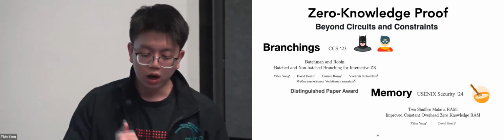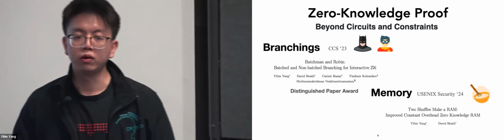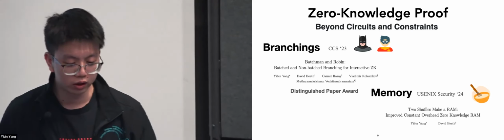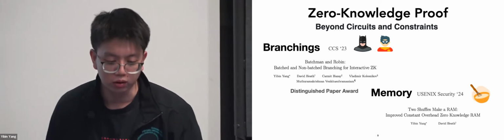Okay, and in the second part of this talk, I'm going to show how you can efficiently enable this zero knowledge RAM machinery, in a paper that is going to be presented at this year's Usenix Security, called Two Shuffles Make a RAM: Improved Constant Overhead Zero Knowledge RAM. And this is joint work with David Heath.